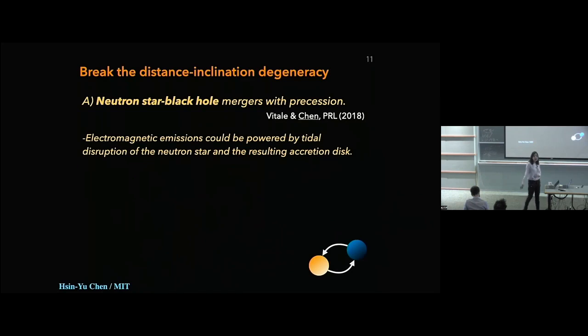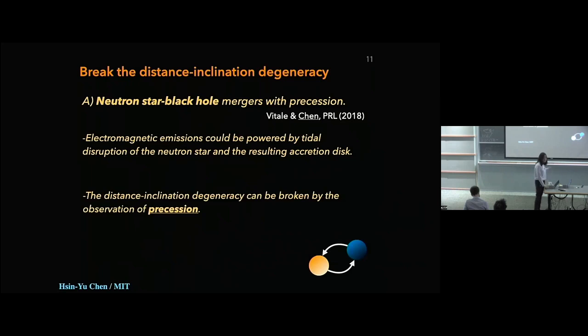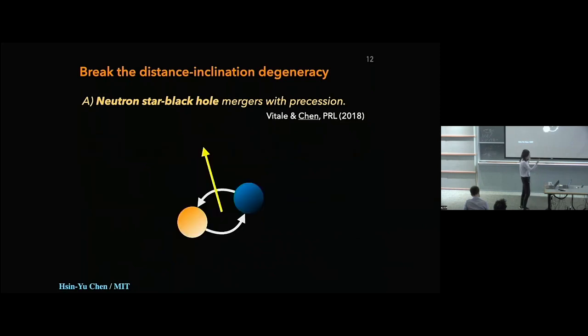Another great thing about this type of system is that they can possibly have precession. Since there's a black hole in the system, that black hole can have a certain level of spin. If the spinning axis of the black hole, the blue arrow there, is misaligned from the total angular momentum of the entire system, the yellow arrow there, then the system goes through precession.